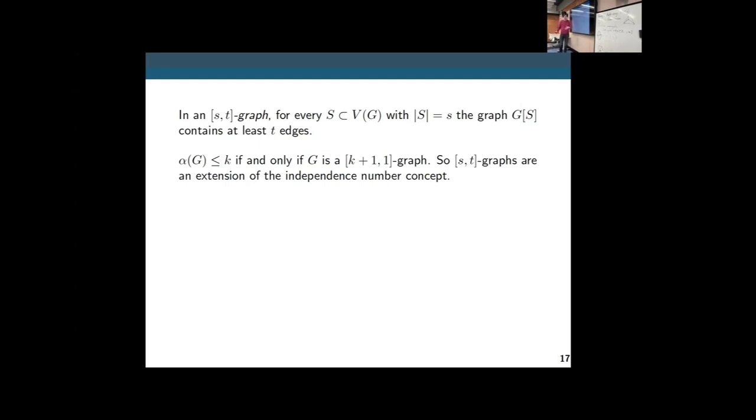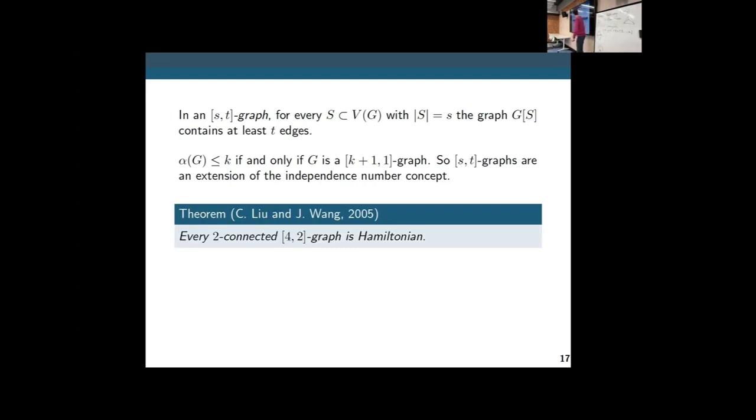So what is the independence number? This is an important parameter. You have a graph, and an independent set is a set of vertices, no two of which are adjacent. And the independence number is how big you can make this independent set. The independence number is at most k if and only if G is a (k+1,1) graph. That's clear, right? Because your independence number is k. If you take one more vertex, there must be an edge. If there were no edge, this would not be true. So ST graphs are just a generalization of this independence number concept, which is really important.